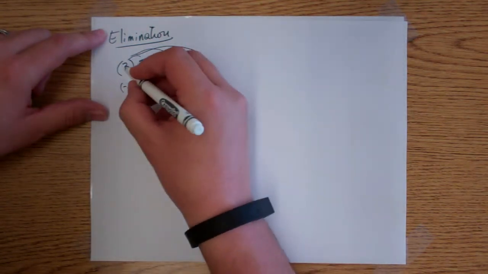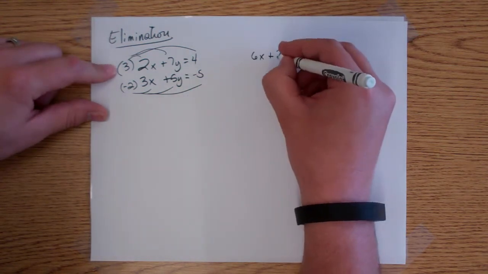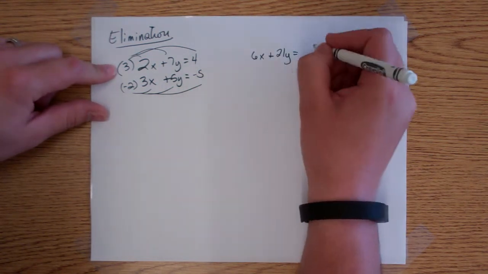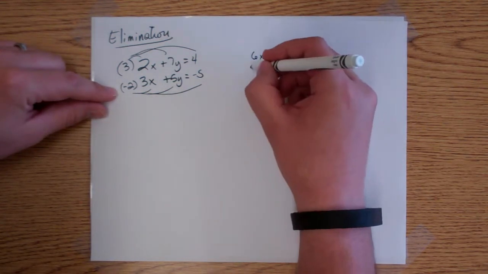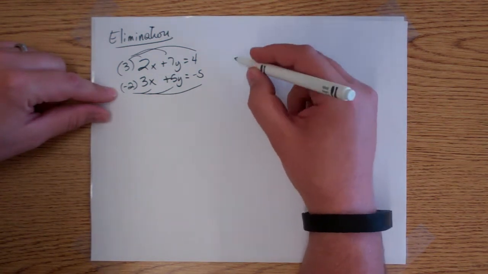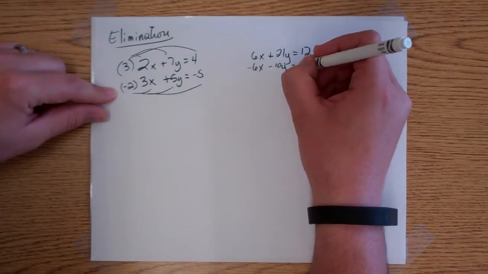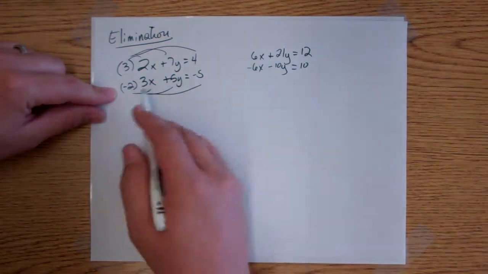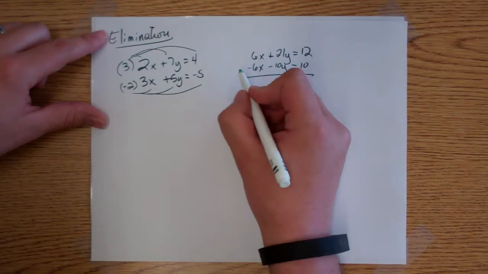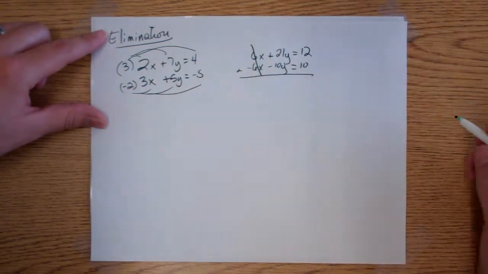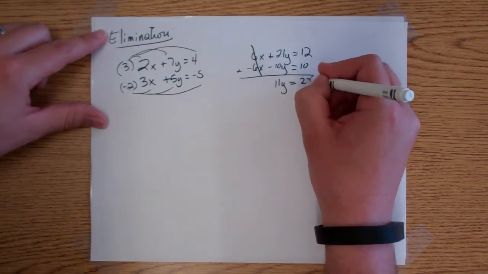So let's rewrite this. 3 times 2x is 6x, plus 3 times 7y is 21y, equals 3 times 4 is 12. Now come down here. Negative 2 times 3x is negative 6x. Negative 2 times plus 5y is negative 10y, equals positive 10, because negative 2 times negative 5 is positive 10. Now if we add this, these cancel. This here gives us 11y, and this here gives us 22.